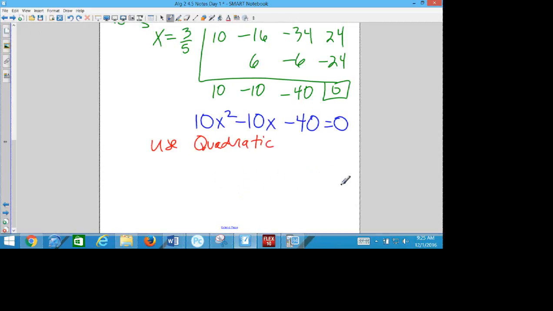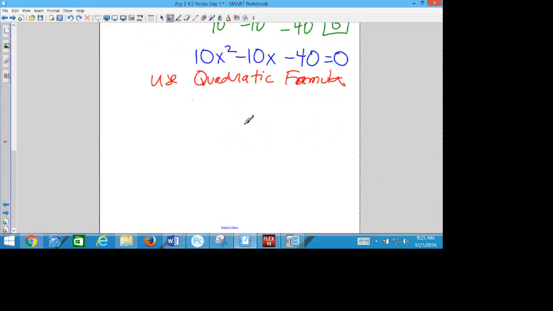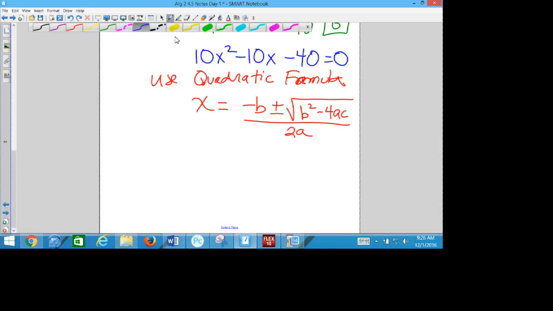You are not a child. All right, let's sing the quadratic formula. Ready? x equals opposite b plus or minus square root b squared minus 4ac all over 2a. Don't worry, we're right at the end here because this is going to give us our last 2 answers and we're going to be done. So we're going to need the quadratic formula on 10x squared minus 10x minus 40.